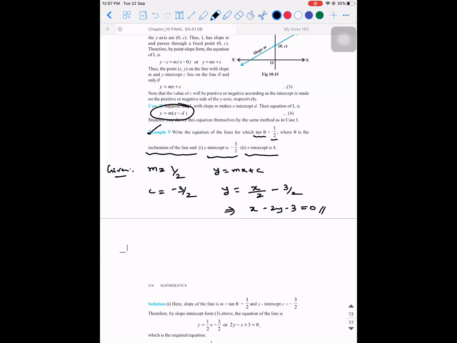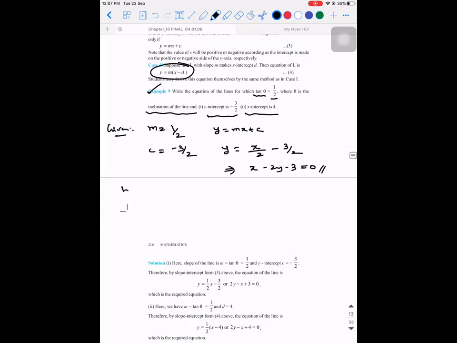Yes, sir. Similarly, case B, what they have given is m is equal to half and d is equal to 4. So y is equal to m into x minus d. That is the equation of line. So y is equal to m is how much? 1 by 2 into x minus. What is the value of d? 4. So implies 2y minus x plus 4.